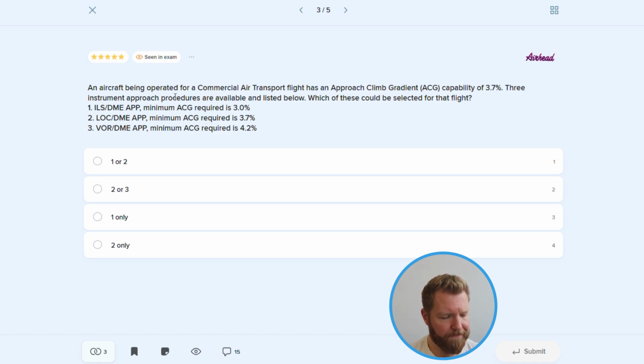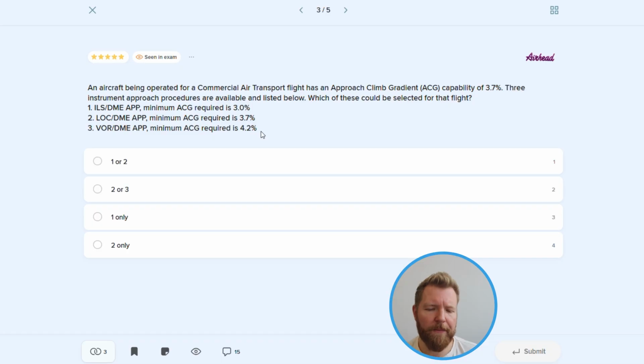Question number 3. An aircraft being operated for a commercial air transport flight has an approach climb gradient capability of 3.7%. 3 instrument approach procedures are available and listed below. Which of these could be selected for that flight? ILS DME approach with a minimum gradient required of 3%, LOC DME approach with a minimum approach climb gradient of 3.7%, or VOR DME approach, minimum approach climb gradient required 4.2%.